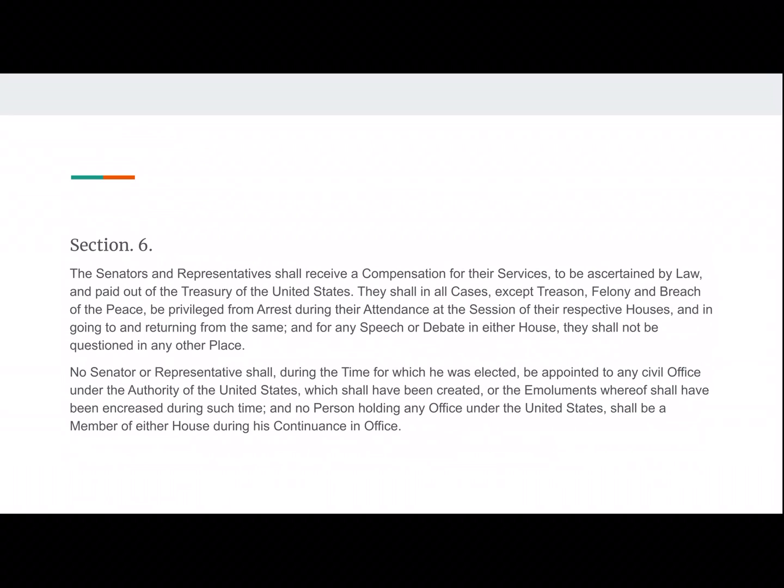No senator or representative shall, during the time from which he is elected, be appointed to any civil office under the authority of the United States, which shall have been created, or the emoluments whereof shall have been increased during such time. And no person holding any office under the United States shall be a member of either house during his continuance in office. So it's basically saying if they're going to work for the president, they can't also be in the House of Representatives or the Senate. They have to choose one or the other.